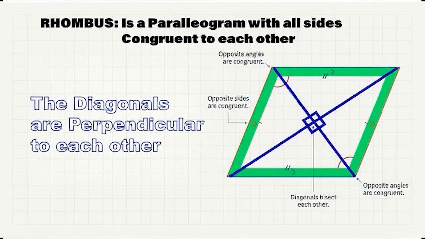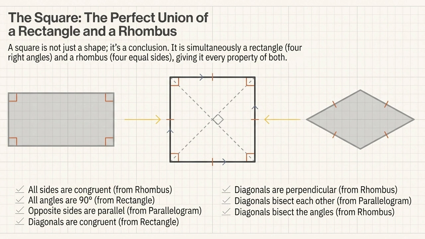So, what do you think happens when you take the best parts of the rectangle and the best parts of the rhombus and you put them together? You get the family's golden child, the overachiever, the grandchild of the parallelogram, the one and only square. This is what makes the square so special. It's a perfect hybrid. It gets its DNA from both sides of the family.